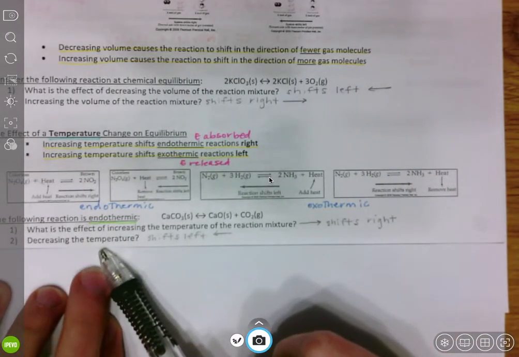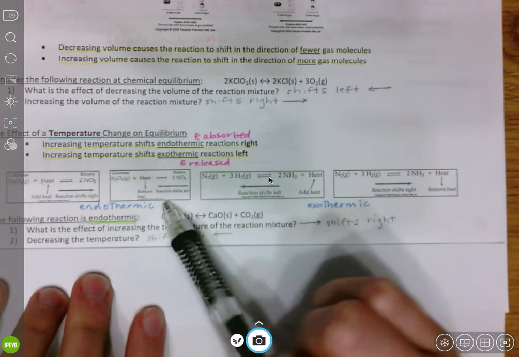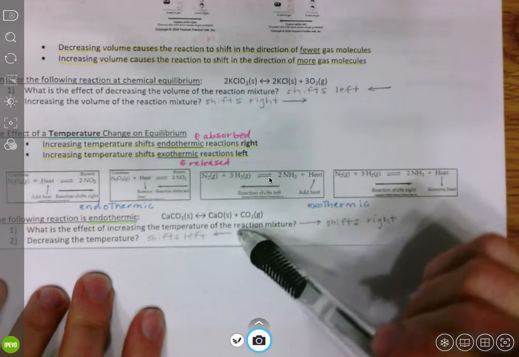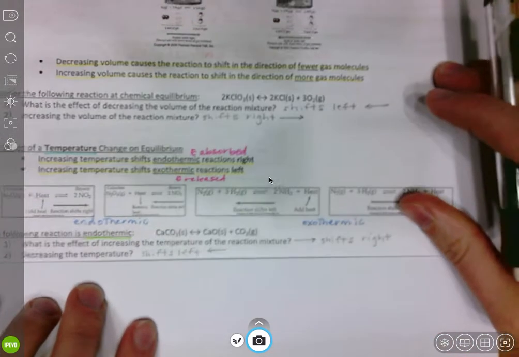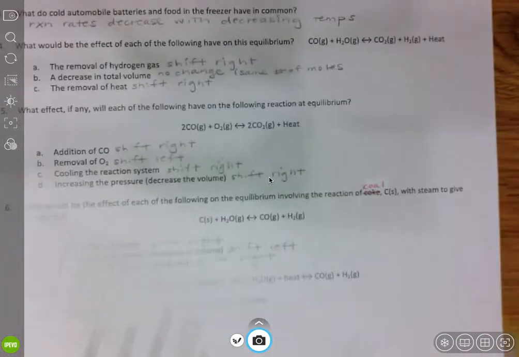If we're decreasing temperature, we don't have enough energy. So we're removing heat. We don't have enough energy to get to the products, which means our reaction shifts to the left. We don't have enough energy to make products, so we have to stay with the reactants. All right.